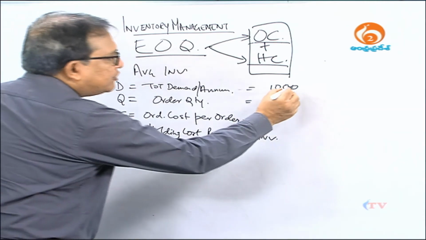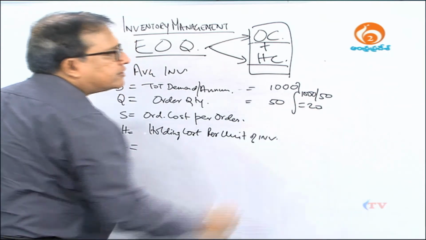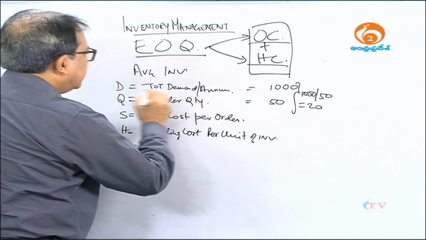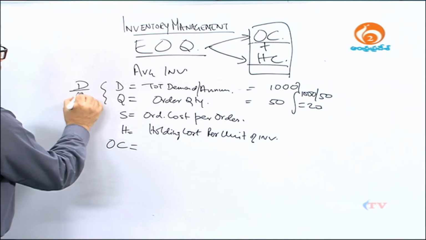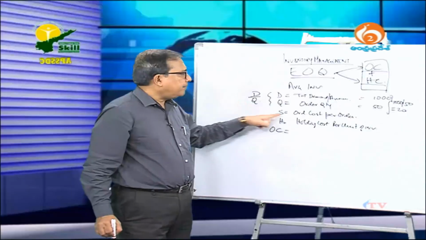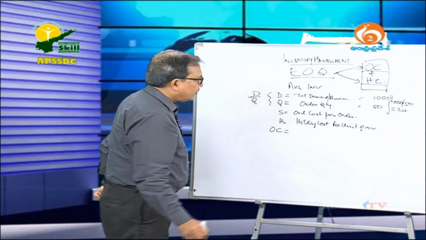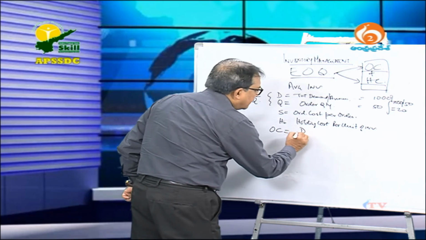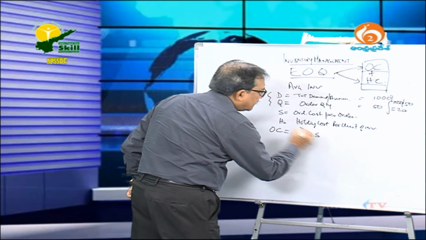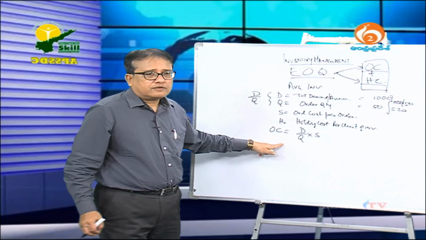So, how many times do I order? 1000 divided by 50, I am ordering 20 times. That means I am ordering D by Q times. That is the number of times I am ordering. Now, every time I order, how much do I pay? I pay S rupees, dollars, etc. So, what is my total ordering cost? This is my total ordering cost.